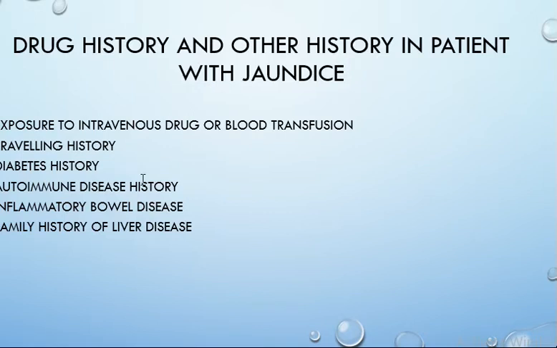You also take the diabetes history, because diabetes can also somehow destroy the liver. Also take autoimmune disease history, because sometimes autoimmune destruction of the bile duct or hepatitis can happen. And then you ask about inflammatory bowel disease or family history of liver disease. This is very important, because if someone has a family history of liver disease, it might be possible in future generations. Like if the father already has hepatitis, the children may also get hepatitis. So family history is very important.